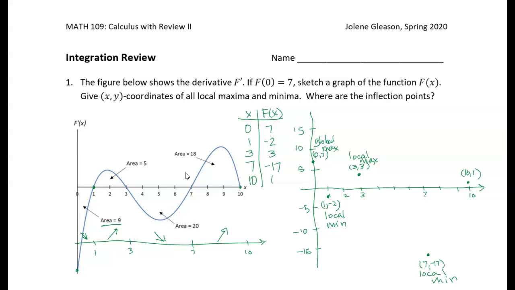Okay, and then it looks like this value down here is also our global minimum, right?